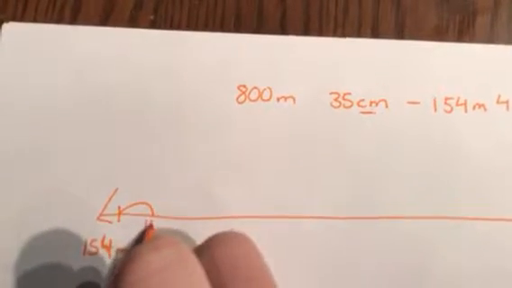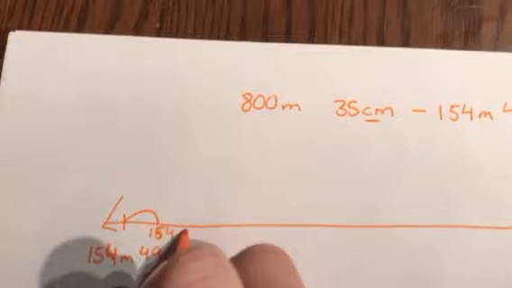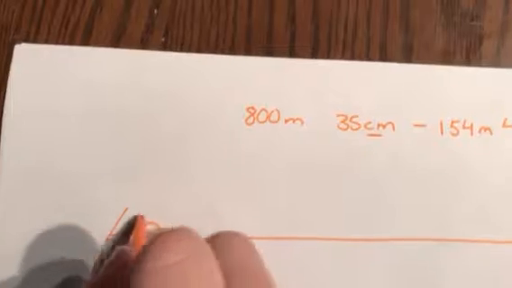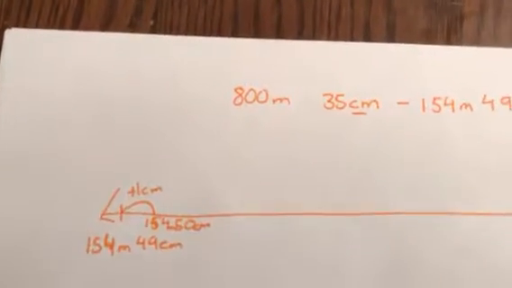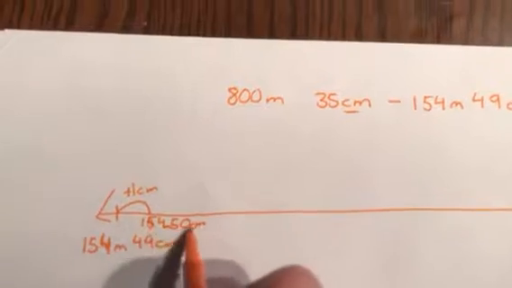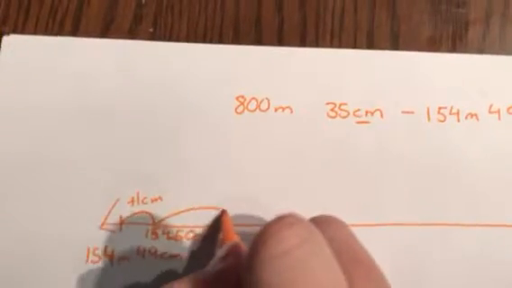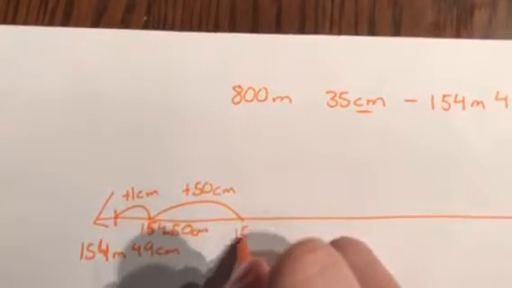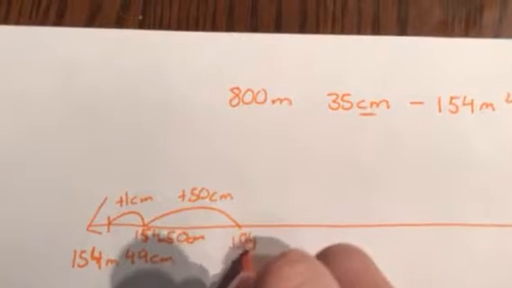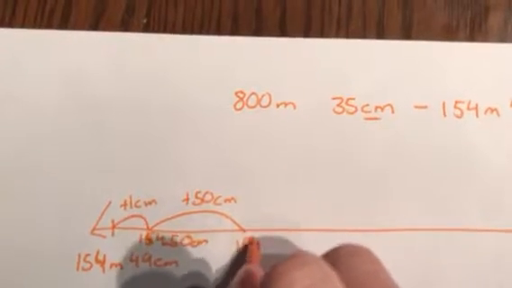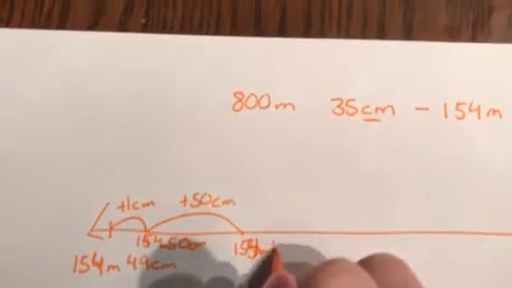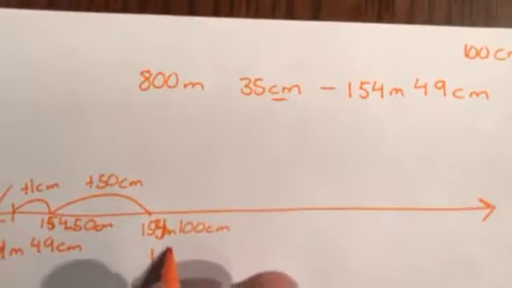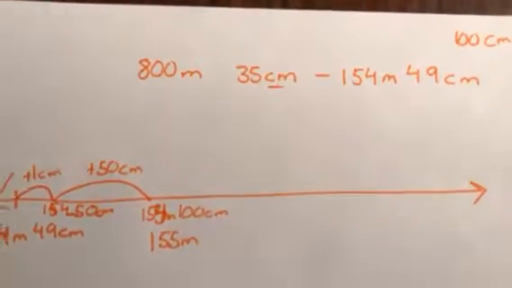I'm going to go ahead and jump 1 centimeter. I'm sorry, that should be centimeters and this should be meters. Okay, and that's a jump of 1 centimeter. Not that big of a jump, but I can work with 50 centimeters pretty easily. So I'm going to make a jump of 50 centimeters. And that's going to take me to 154 meters and 100 centimeters. And since 100 centimeters equals 1 meter, this is going to take me to 155 meters.